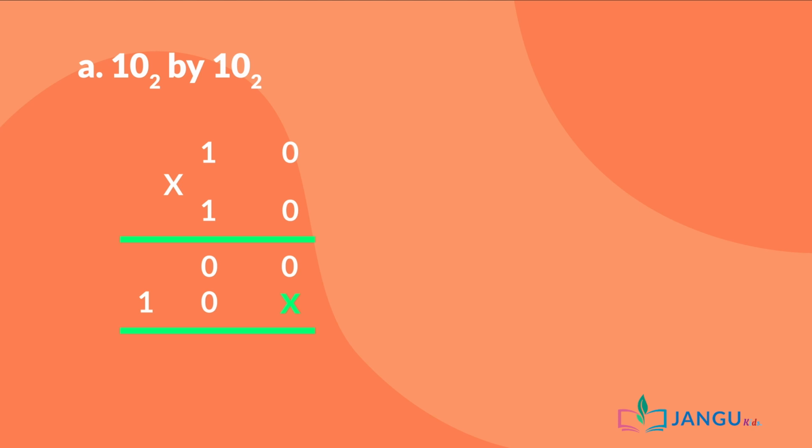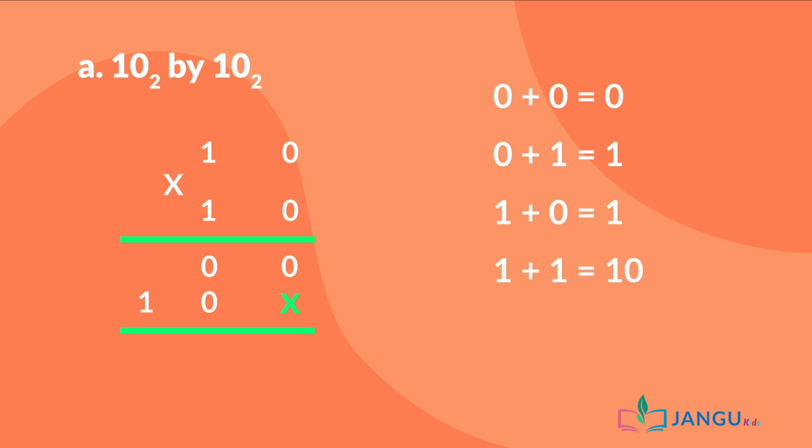To add all the binary numbers, use the rules of binary addition. Can you remember them? Let's have a recap on that. 0 plus 0 equals 0. 0 plus 1 is equal to 1. 1 plus 0 equals 1. 1 plus 1 equals 10. And 1 plus 1 plus 1 equals 11.